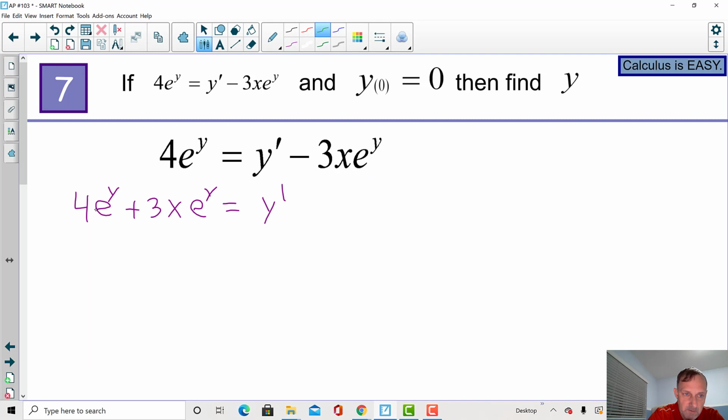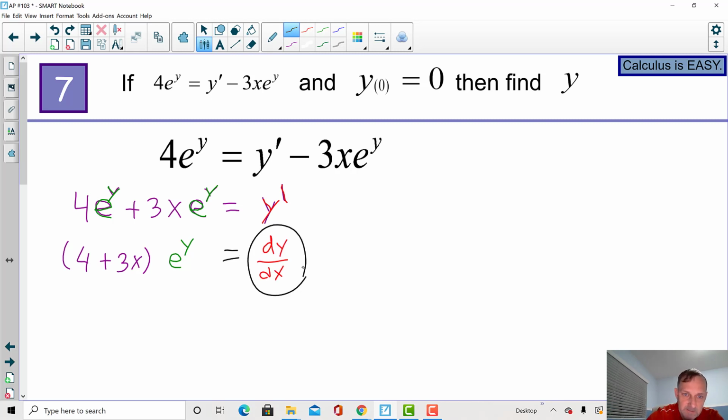There we go. And then you might notice that we have an e to the y right here. We also have an e to the y right here. So we can factor that e to the y out, and we'll be left with 4 plus 3x inside here.